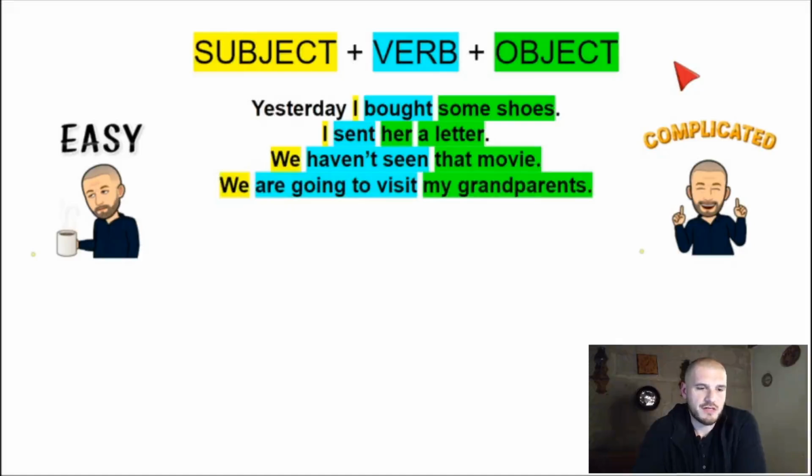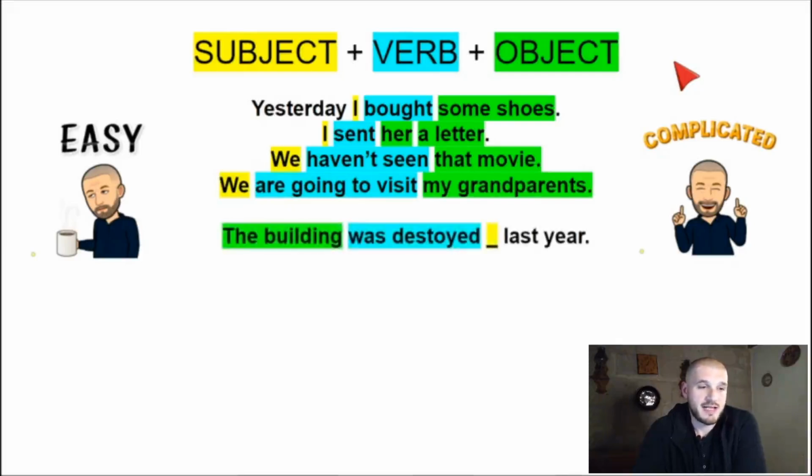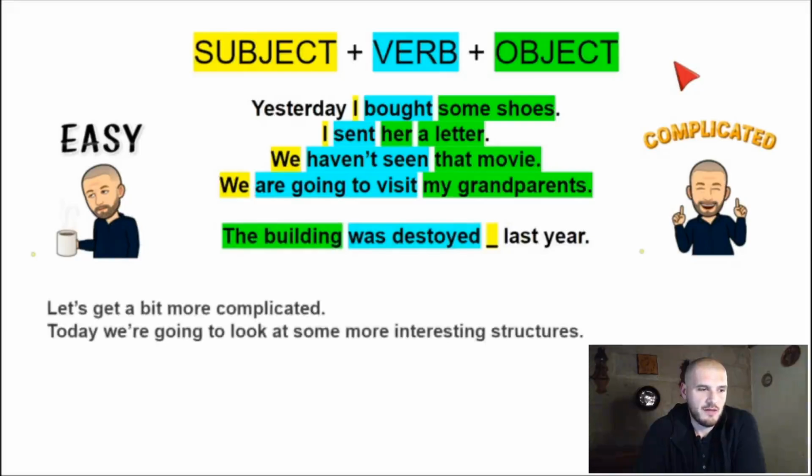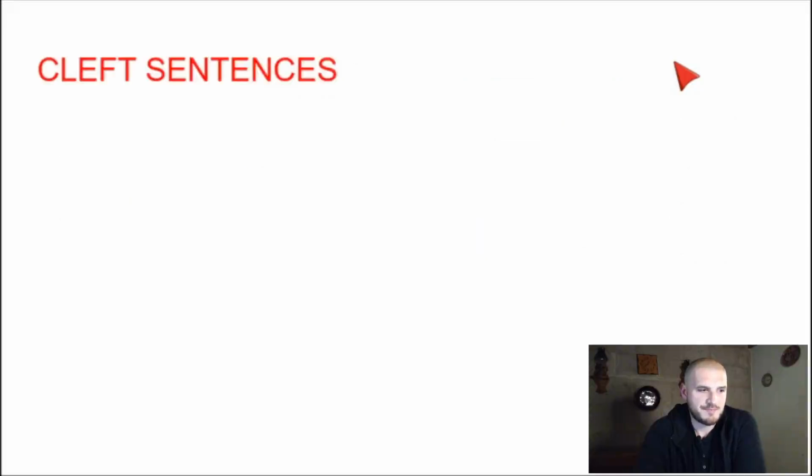These are all examples of sentences that follow the structure subject plus verb plus object. Of course, in passive voice, that changes a little, but it's still pretty much the same thing. The object comes first, but it's still the same structure. The building was destroyed last year. So if we want to make it a bit more complicated, we're going to look at some more interesting structures today. Let's look at cleft sentences.